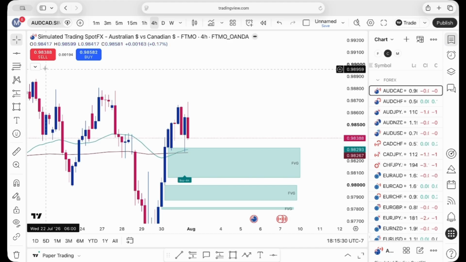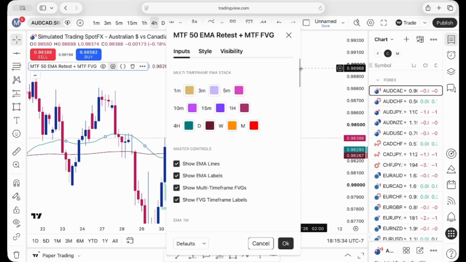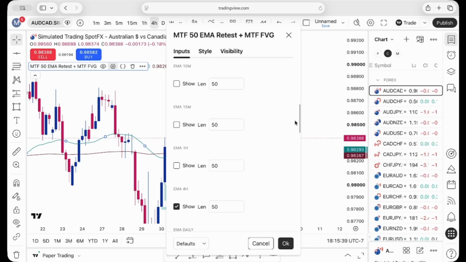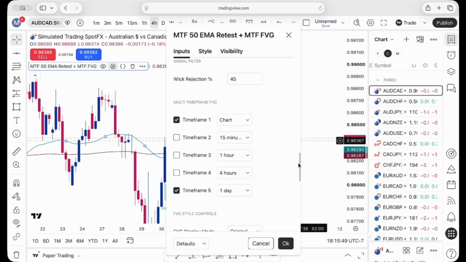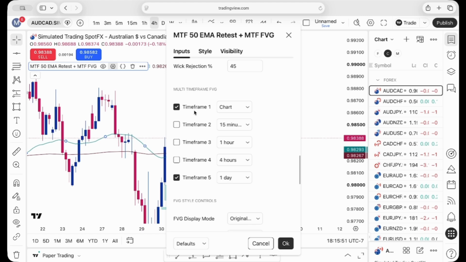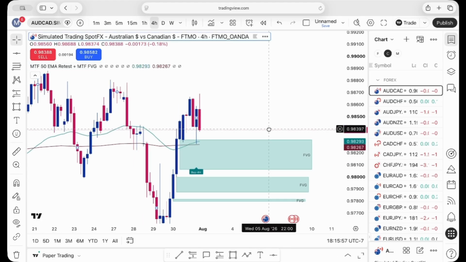Okay, so first things first, we're going to make sure our indicator settings are marked correctly. So we're currently on the 4-hour time frame. So let's go down here and make sure we have the 4-hour EMA selected. And I always like going up one time frame. So select the daily. And then let's check our fair value gaps. So select time frame 1 and then time frame 5. This is the daily fair value gap, and then click OK.